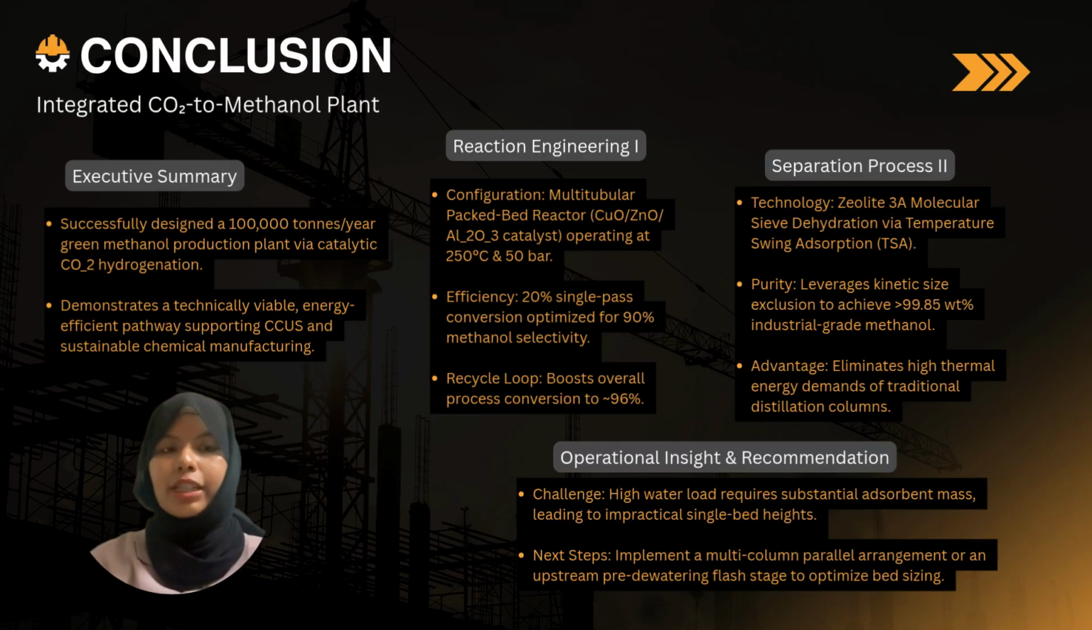To conclude, this project successfully presents a conceptual design for a green methanol plant producing 100,000 tons per year via direct carbon dioxide hydrogenation in support of CCUS initiatives. Looking back at our main subsystems, for reaction engineering, operating at 250 degrees Celsius and 50 bar over a commercial copper oxide zinc oxide catalyst, our PBR balances kinetics and selectivity at a 20% single pass carbon dioxide conversion. Paired with a gas recycle loop, overall process conversion reached approximately 96%.